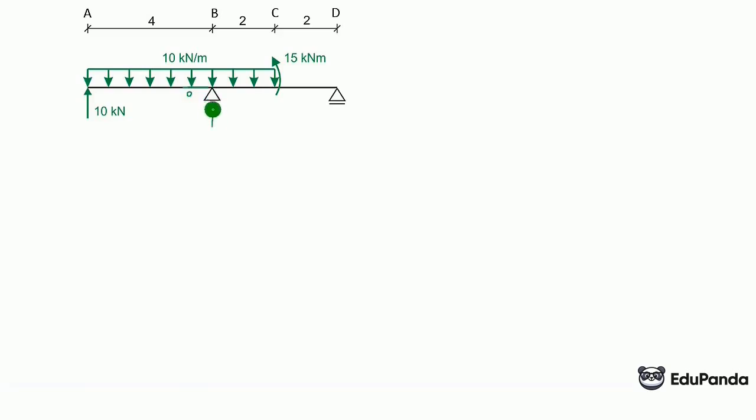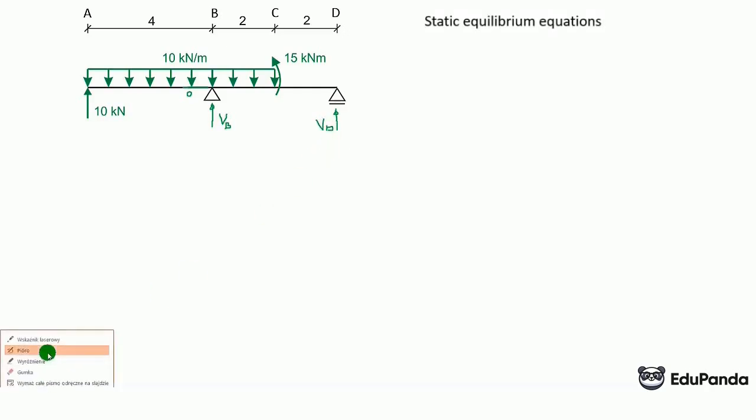Here we have reaction VB and reaction VD. Now we will take the moment sums at any point. From this, we will calculate one reaction, then the sum of projections on the y-axis, and we will get the second reaction. So we will write the moment sum at point D, marking the resultant for the continuous load as well.